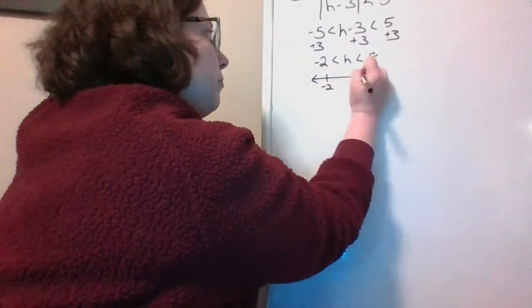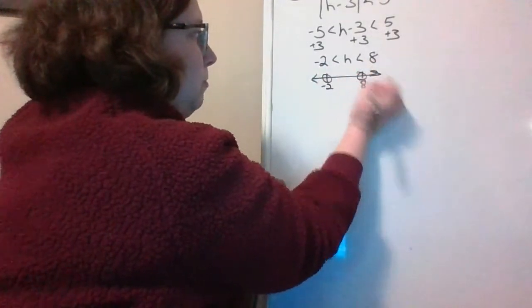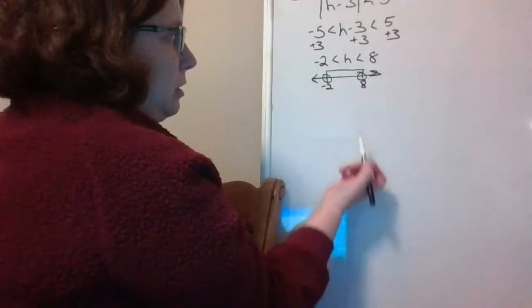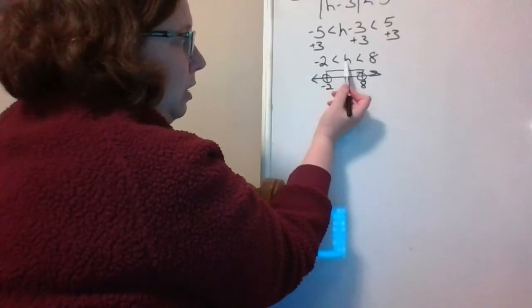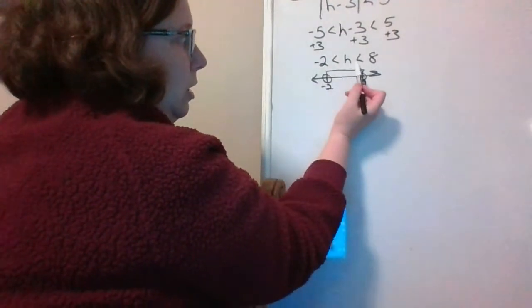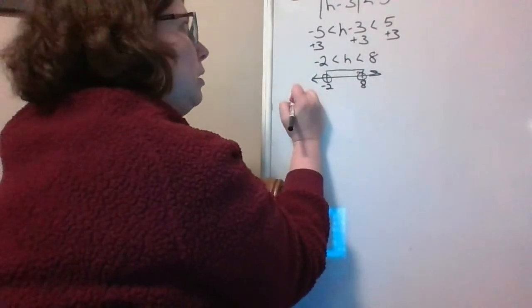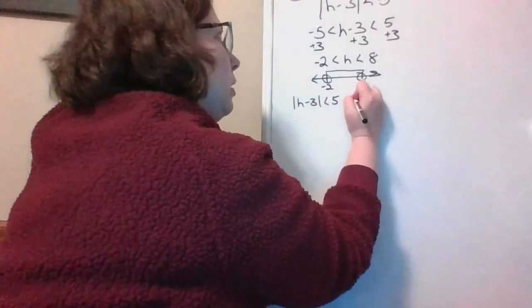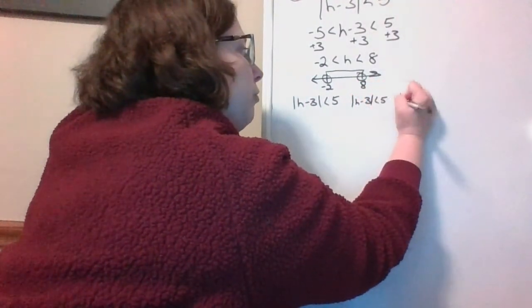We can graph that. And we have open circles this time. And because it's an and, we know that they're going to connect in the middle. We can check that by reading this way. H is greater than -2, which it is, and H is less than 8, which it is. So we're good there. Now we do our checks, one in each section of our graph.